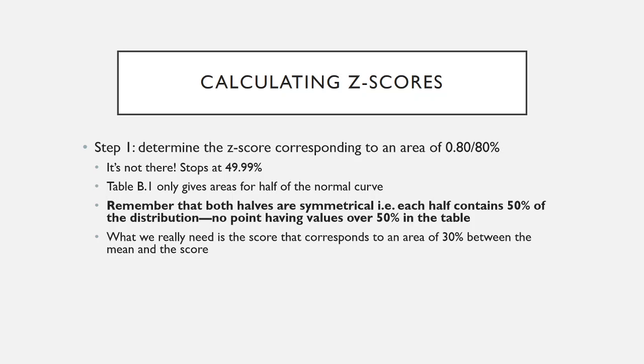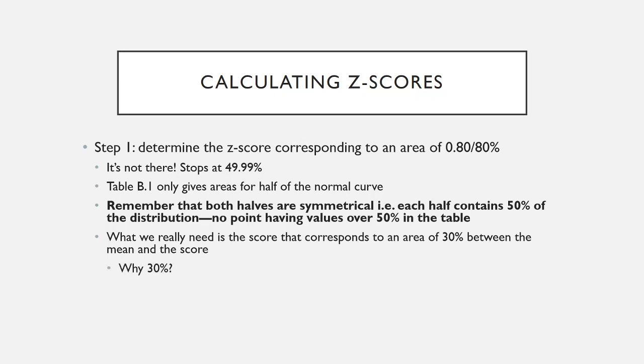Additionally, the 80th percentile has 30% of the scores in between it and the mean. Think about what I'm doing here. Basically, that 50% of scores that lives below the mean plus an additional 30% of scores gets you up to the 80th percentile. So what you want to do is go into the table and find the z-score that corresponds to a value that has an area of 30% of the scores between it and the mean, and that is a positive z-score.